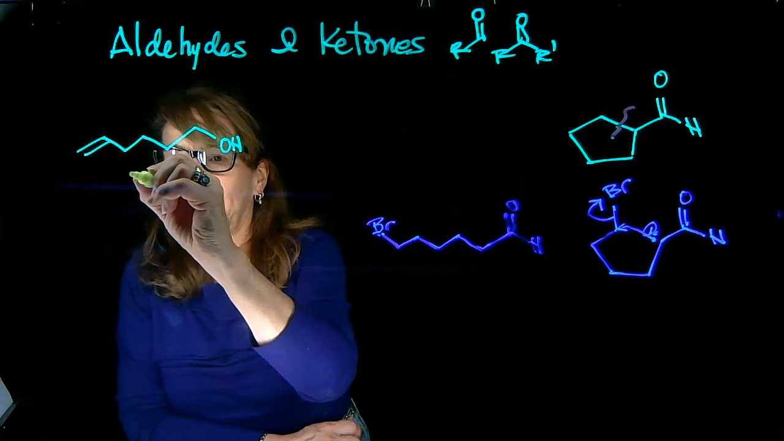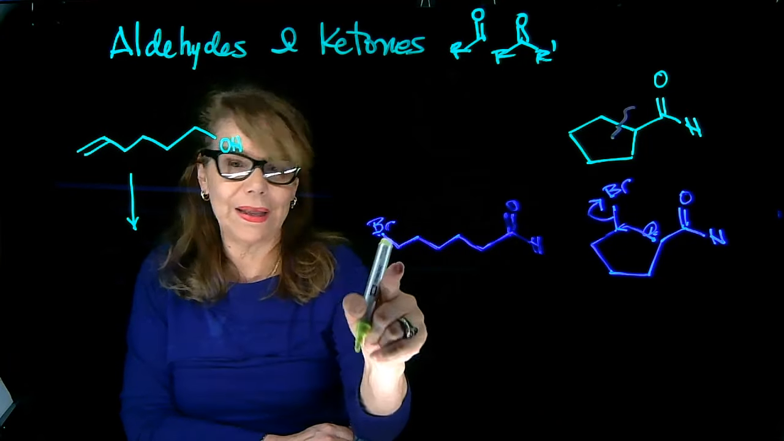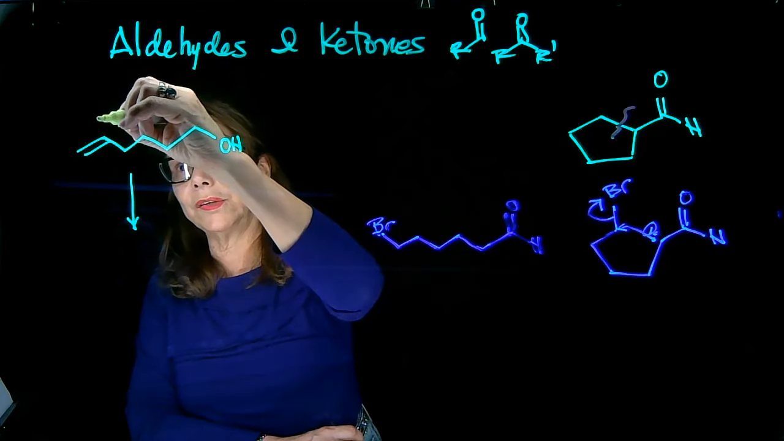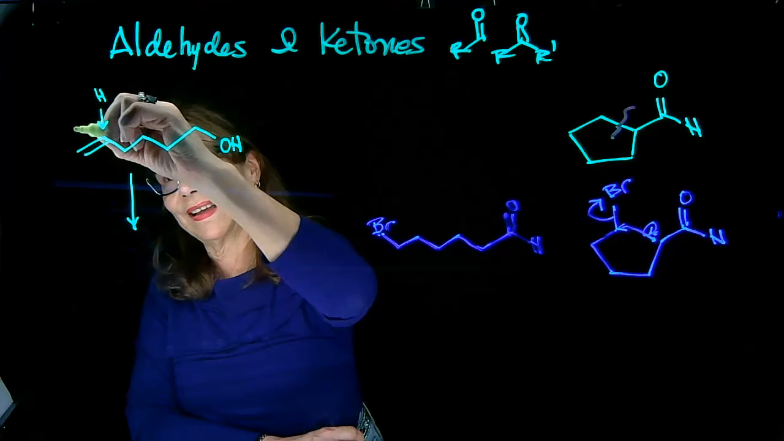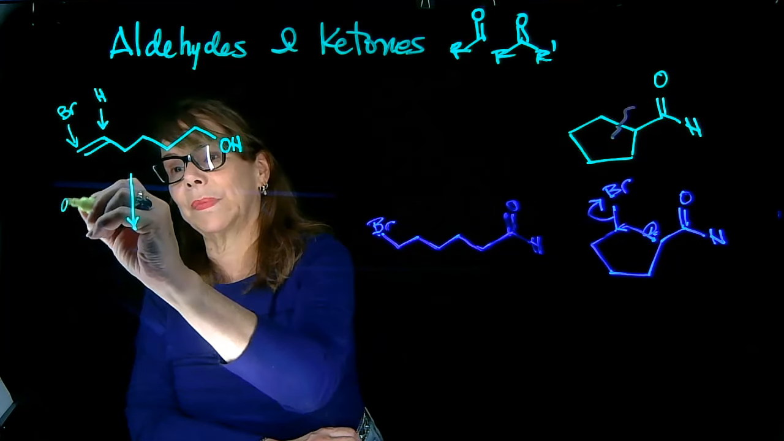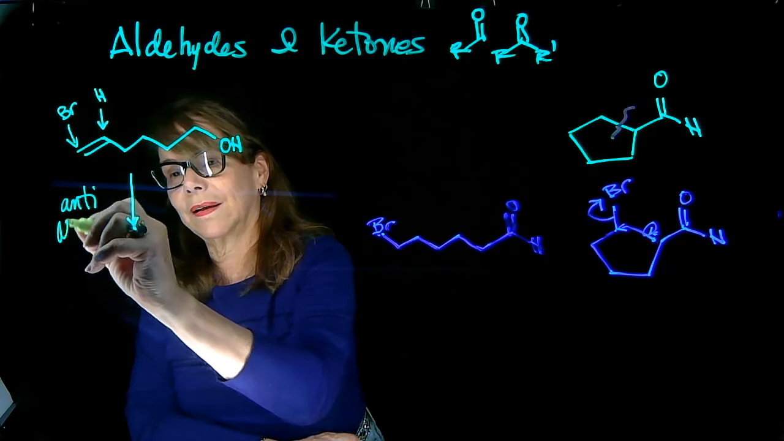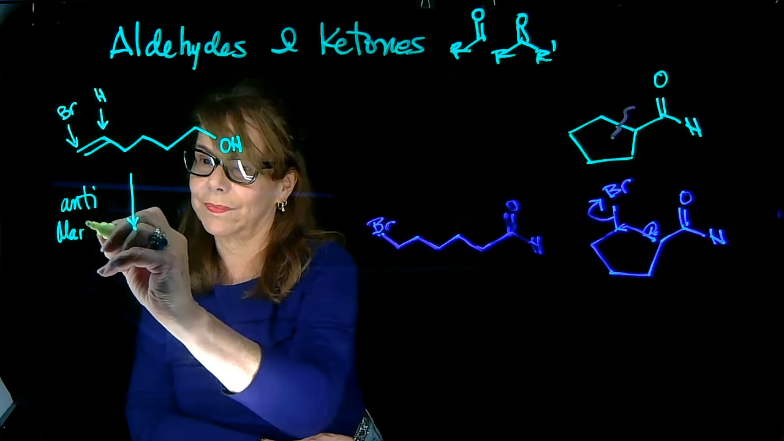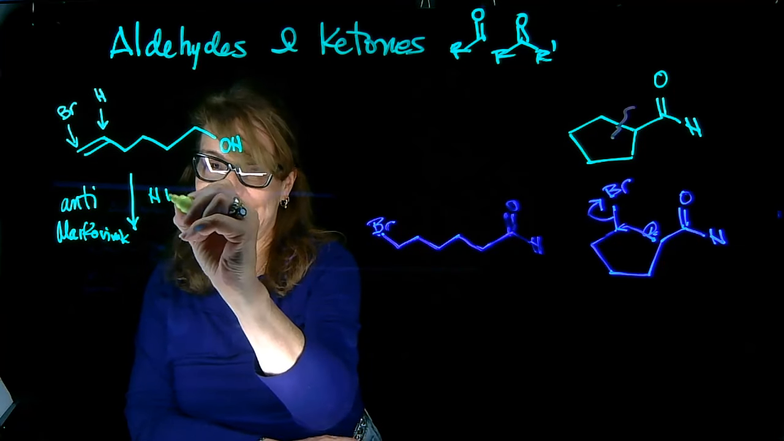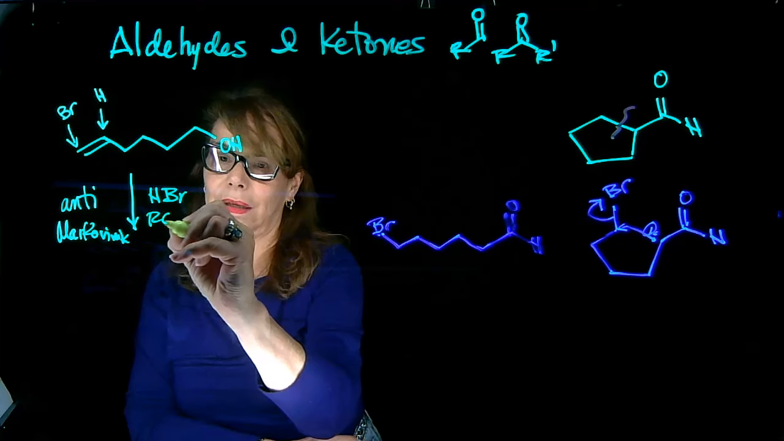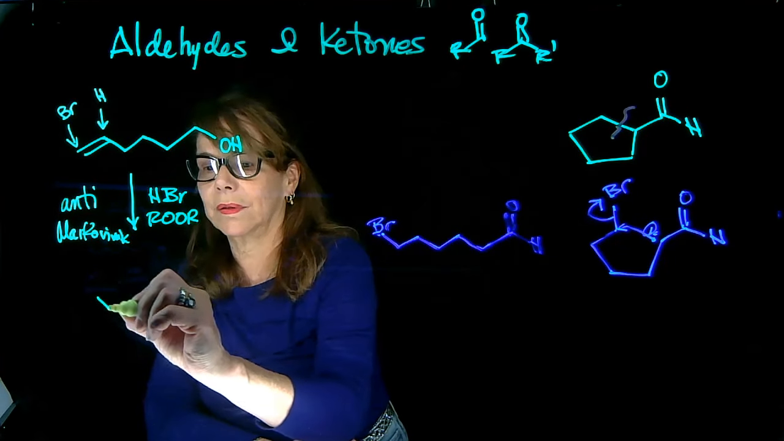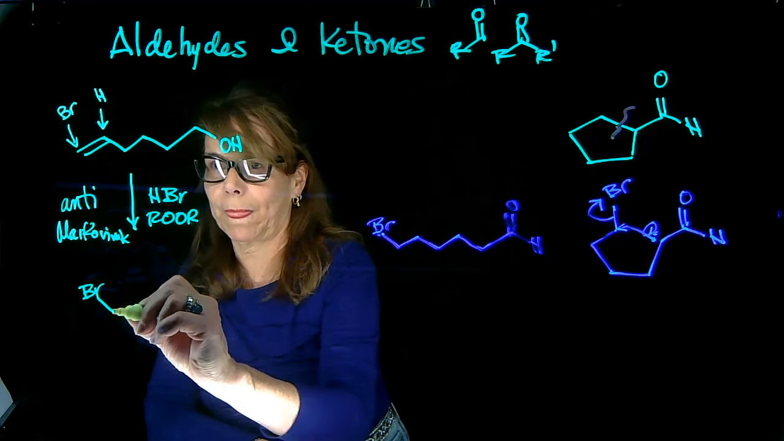Here, to add the bromine, I need to add across the double bond H and Br here. This is an anti-Markovnikov regioselectivity. It means I need to use HBr and peroxide. That way I will ensure to have the bromine at the end.